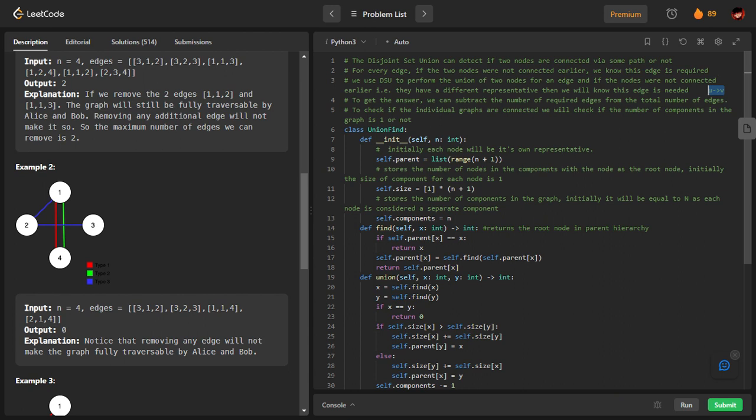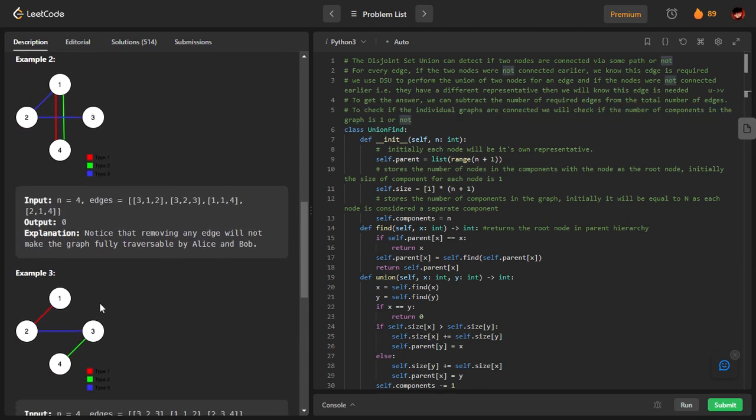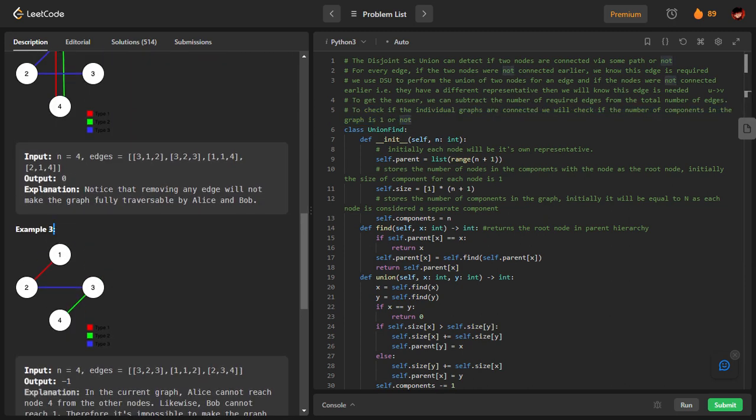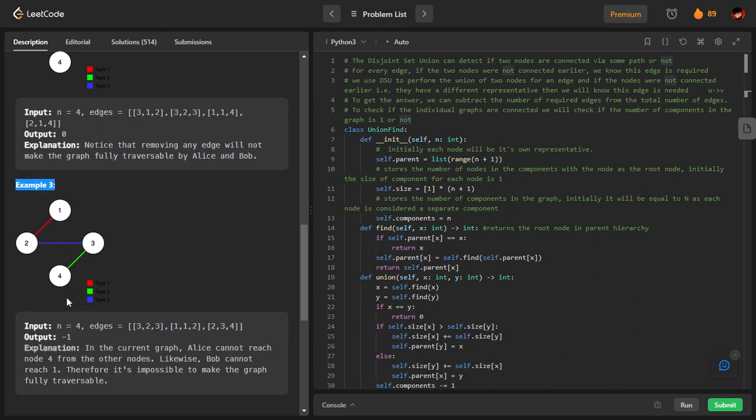To check if the individual graphs are connected, we'll see if the number of components in the graph is 1 or not. One more thing, this is a very important example. Whatever the question, if at the very start the graph is not connected for Alice, consider Alice a separate graph and Bob a separate graph, if any one of them is not connected at the starting itself, then we have to return -1. That is what we are talking about here.